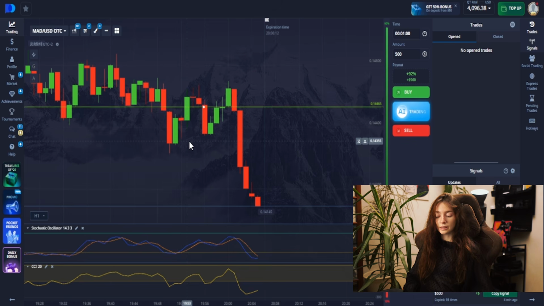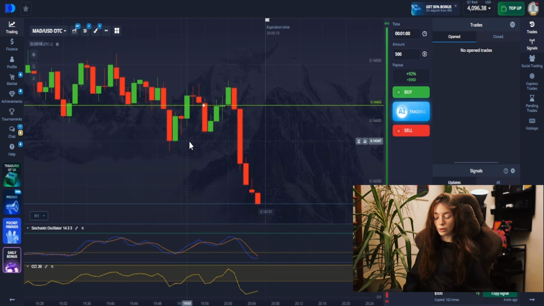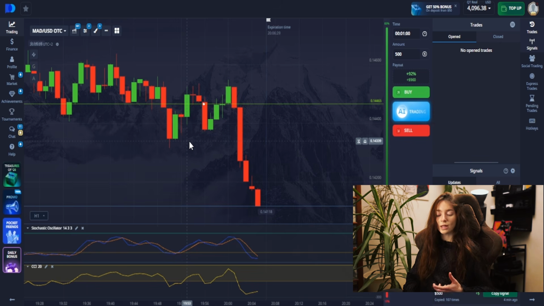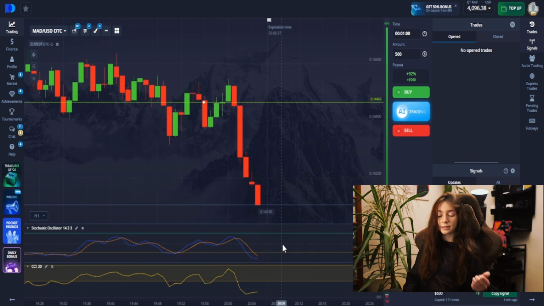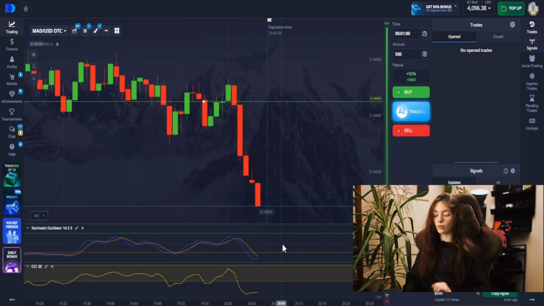What does this indicator show? It shows the moment CCI exits the extreme zone. When it moves up from below minus 100, an upward impulse starts. When it moves down from above plus 100, a downward impulse starts. CCI shows the strength of the new move, while Stochastic only shows the reversal moment. That's why they work very well together. Stochastic tells us when to enter and CCI tells us how strong the move may be.